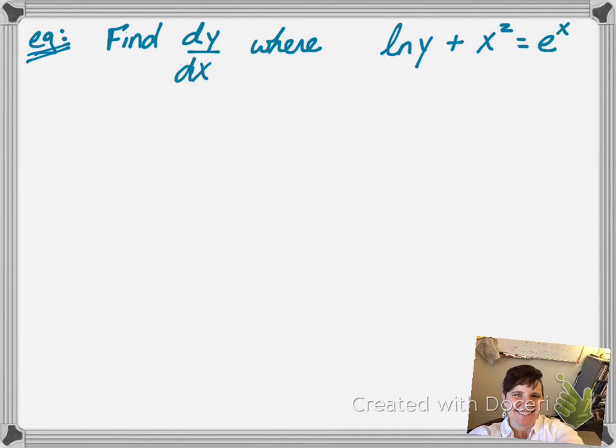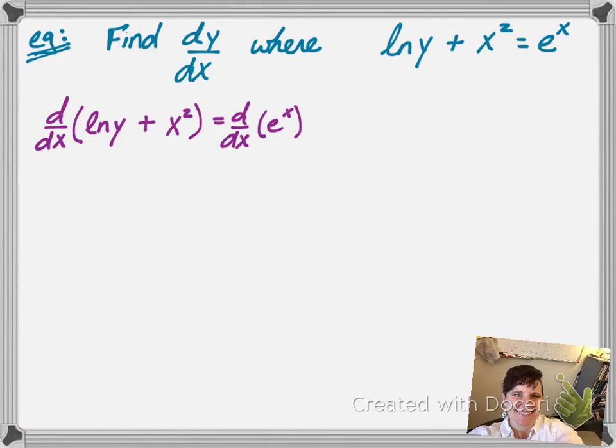Let's do another example. Find dy/dx for the equation natural log of y plus x squared equals e to the x. Taking the derivative of both sides of the equal sign, we get the derivative of natural log of y plus x squared equals the derivative of e to the x. Well, the derivative of the natural log of y plus the derivative of x squared, which is equal to 2x, equals the derivative of e to the x, which is equal to e to the x.